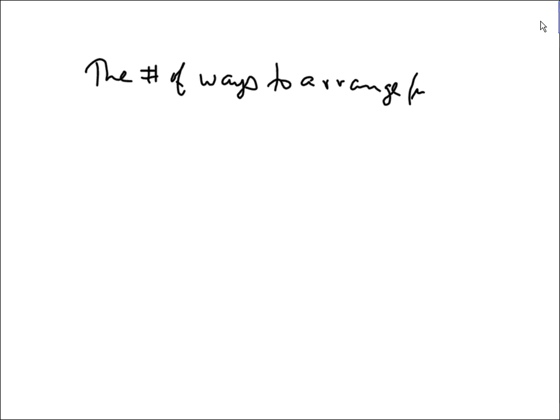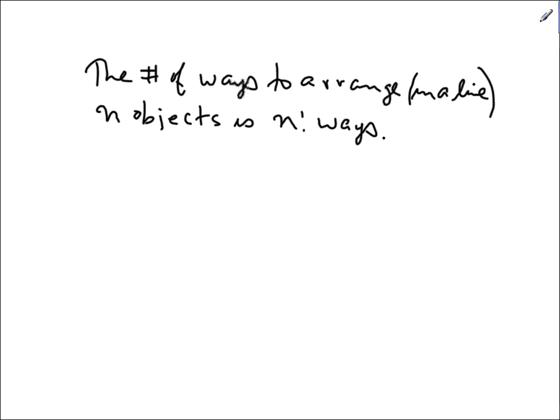Now here are 2 important facts in counting. Start off with the number of ways to arrange, think in a line, n objects is n factorial ways. The number of ways to arrange n objects is n factorial.